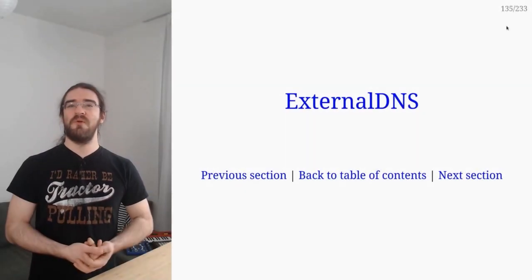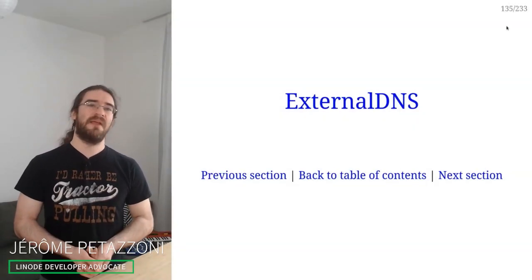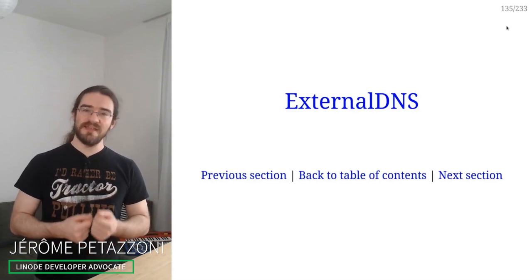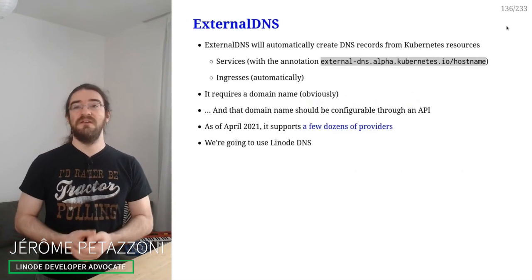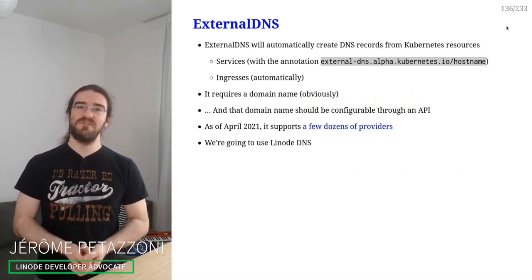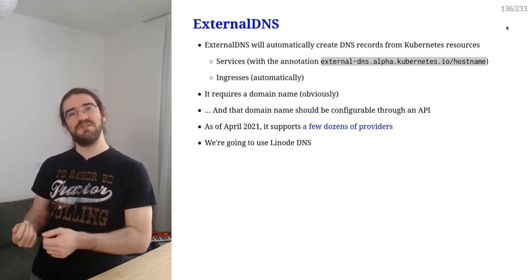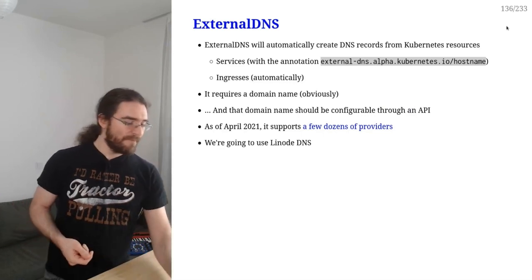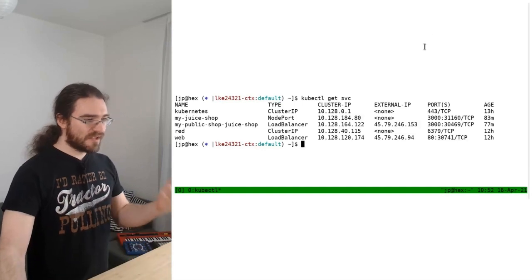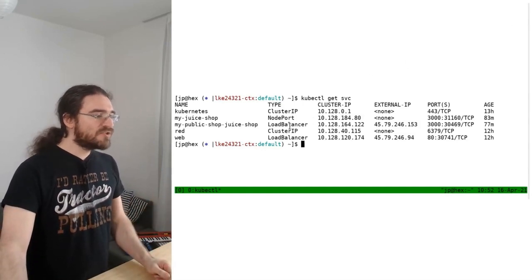The first thing that I'm going to install on my cluster to make my life easier will be about DNS. It's something called ExternalDNS, and what it does is that it creates DNS records from Kubernetes resources, specifically from services and ingresses.